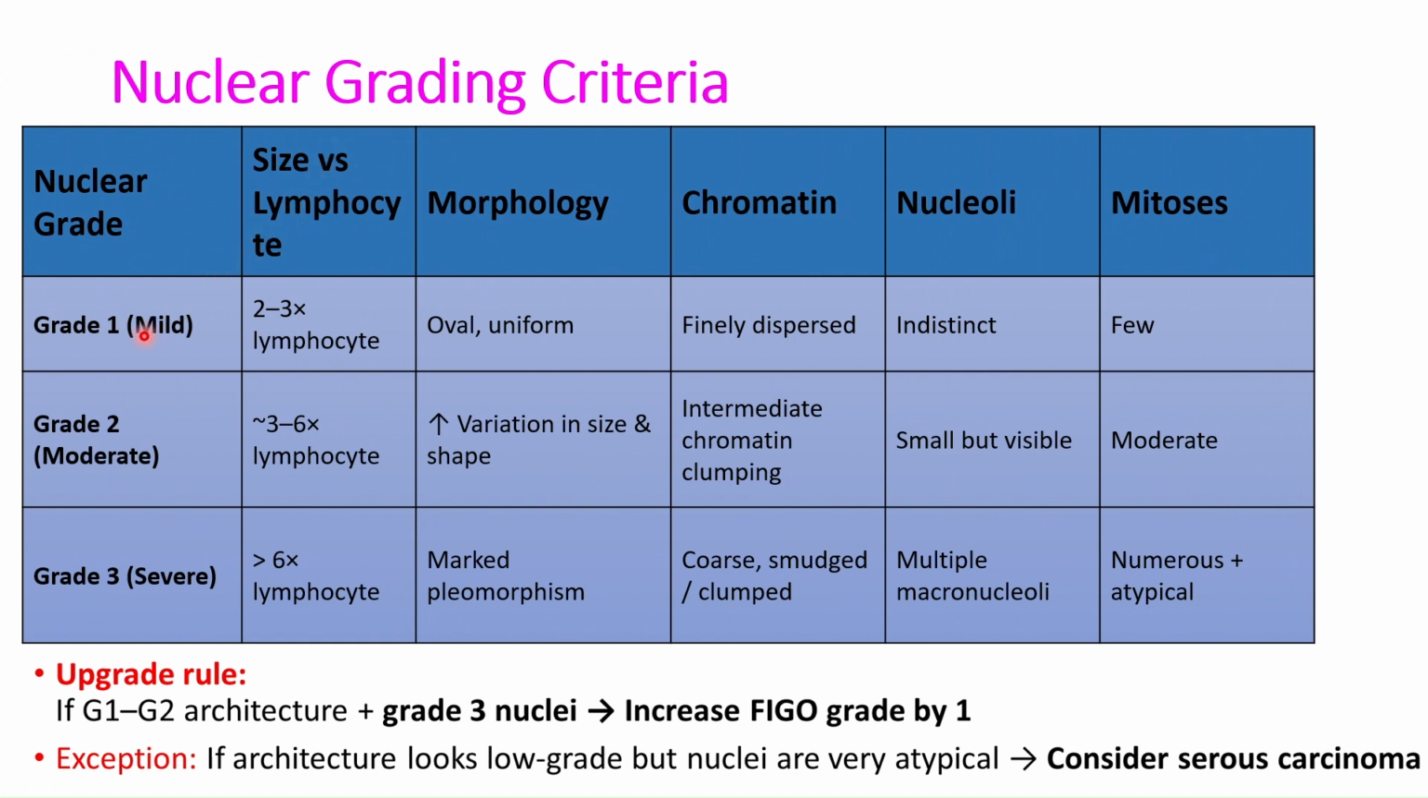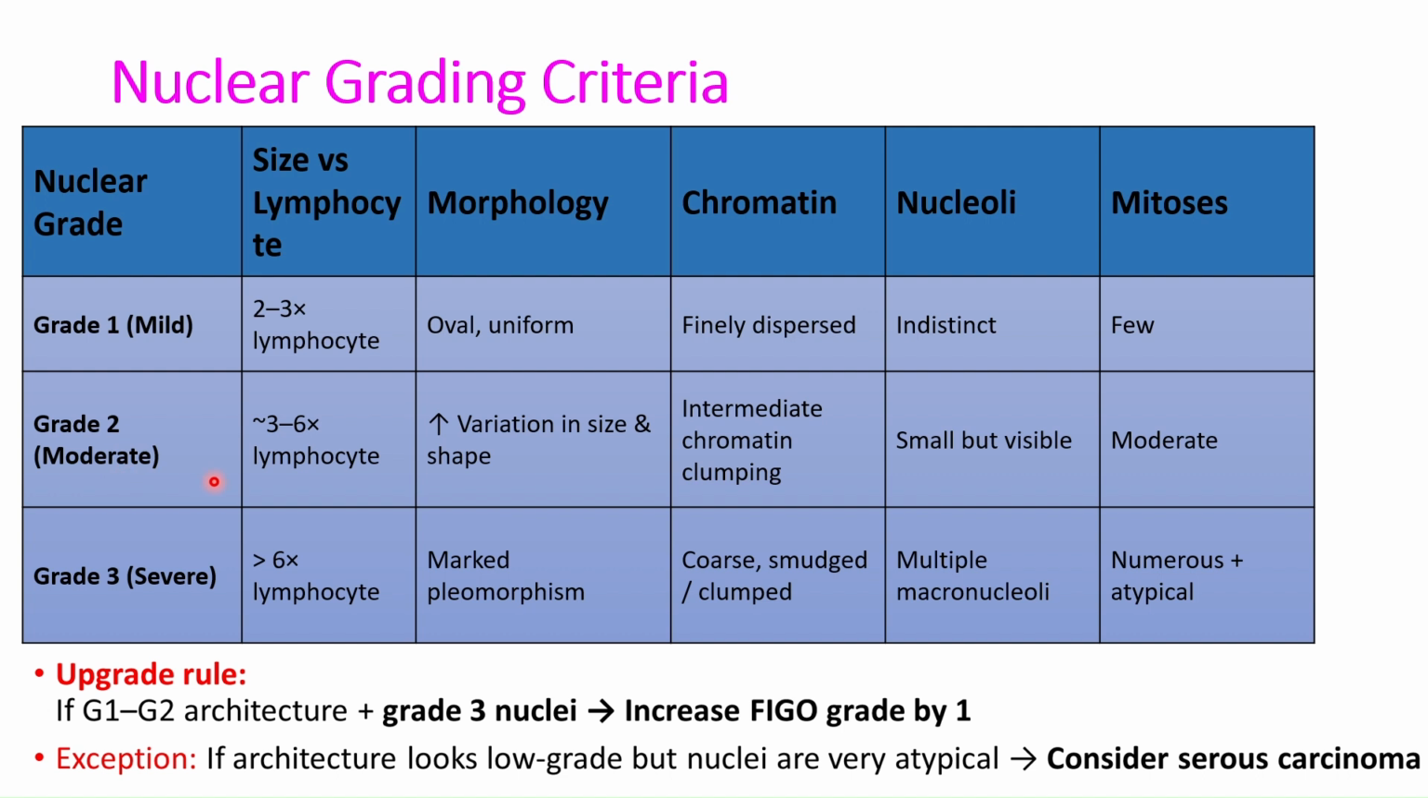So grade 1 is mild, in which we will see size, morphology, chromatin, nucleoli, and mitosis. Size we have to compare with normal lymphocytes. So size versus lymphocytes. Here grade 1 shows 2 to 3 times lymphocyte size, oval and uniform size, finely dispersed chromatin, indistinct nucleoli, and few mitosis.